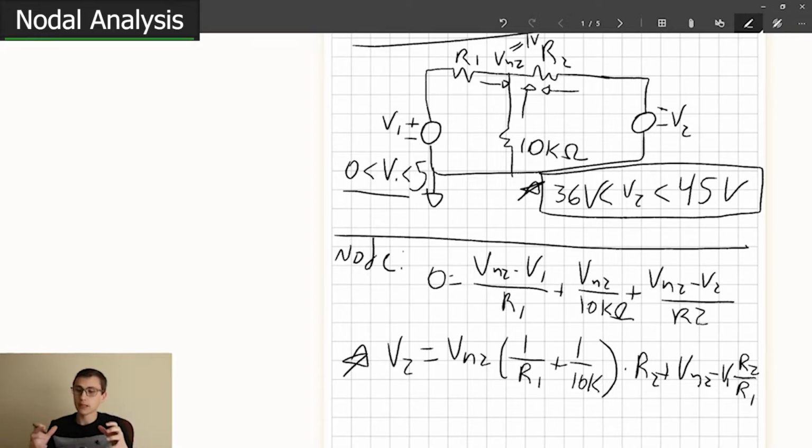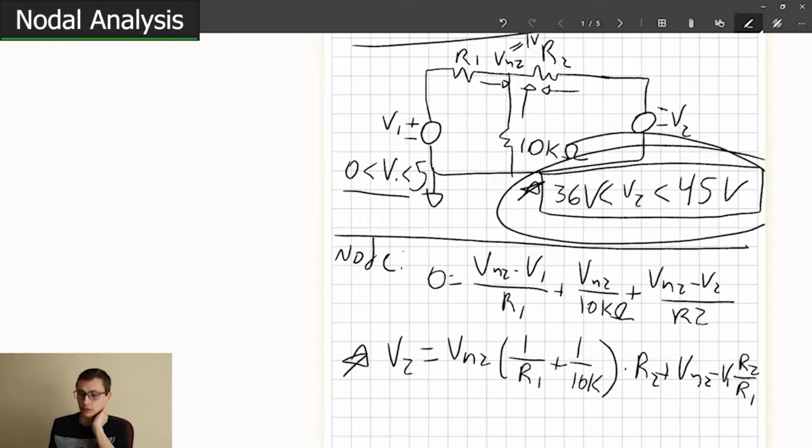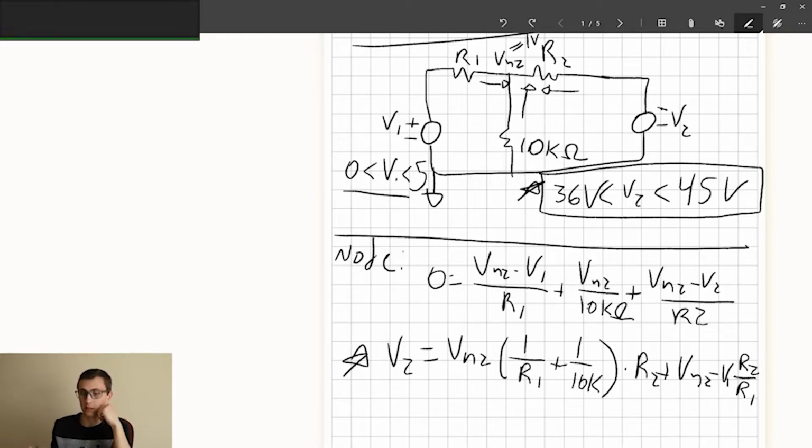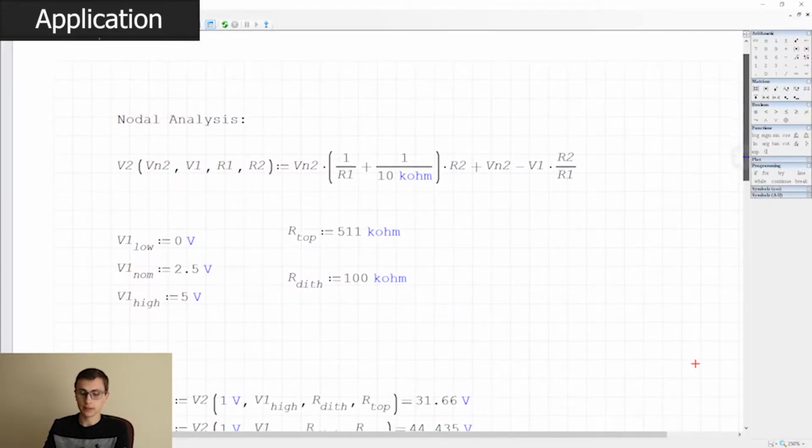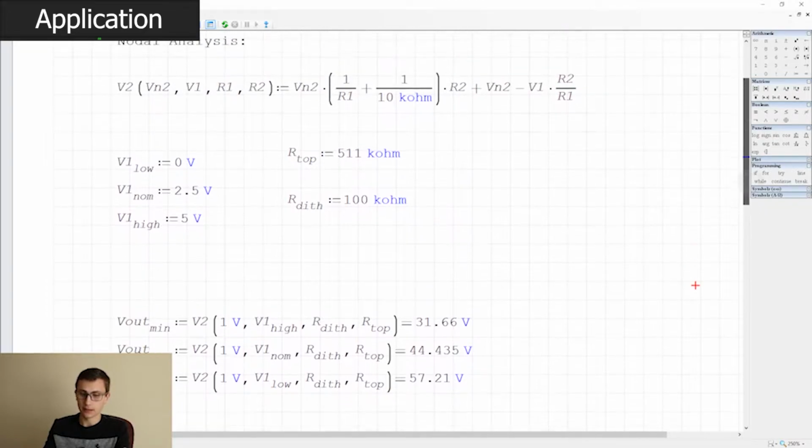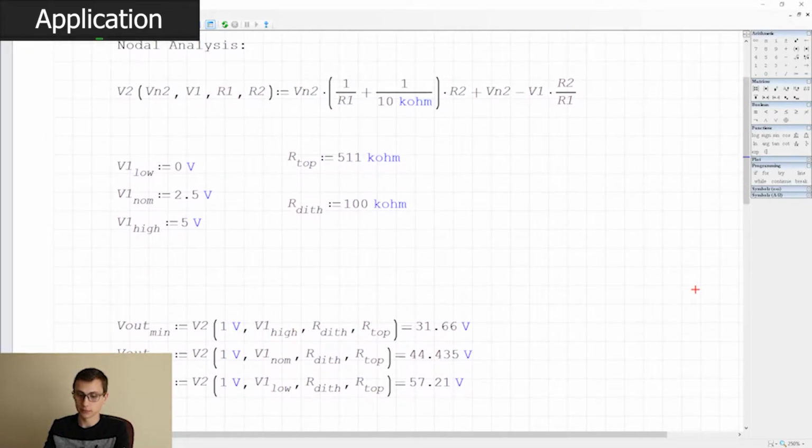And the correct value for this system depends on everything. But since we're shooting for this 36 volt to 45 volt target, that gives us some bounds. And here's what I've done. We have this SMath worksheet, and this is basically demonstrating the power of that nodal analysis that we've just done.